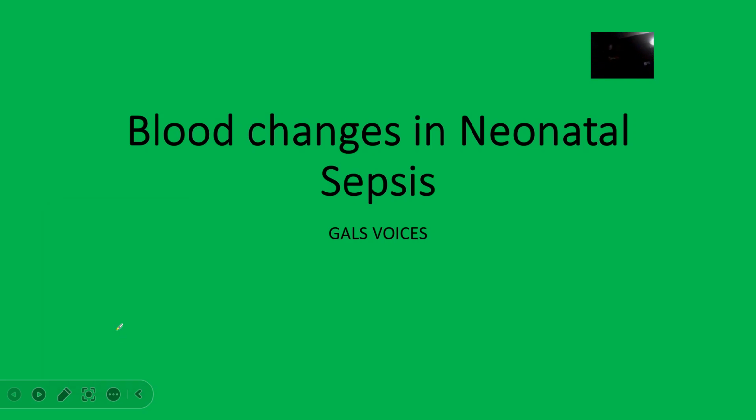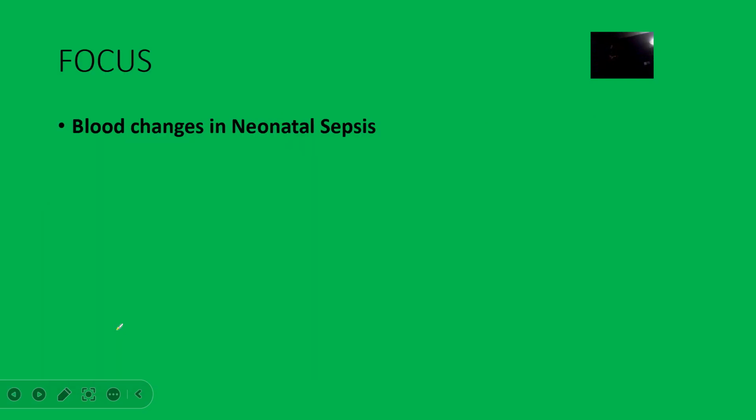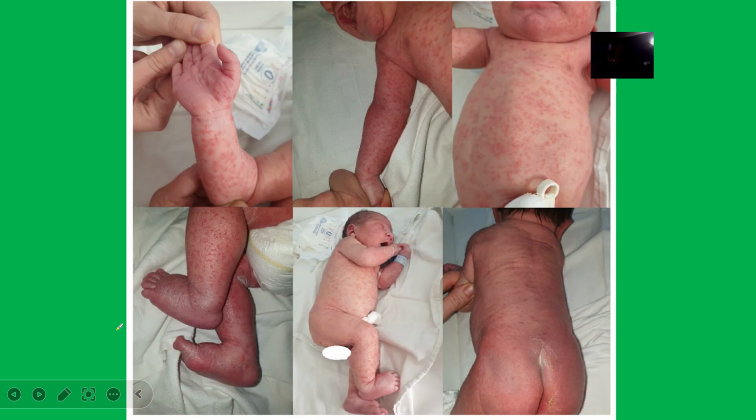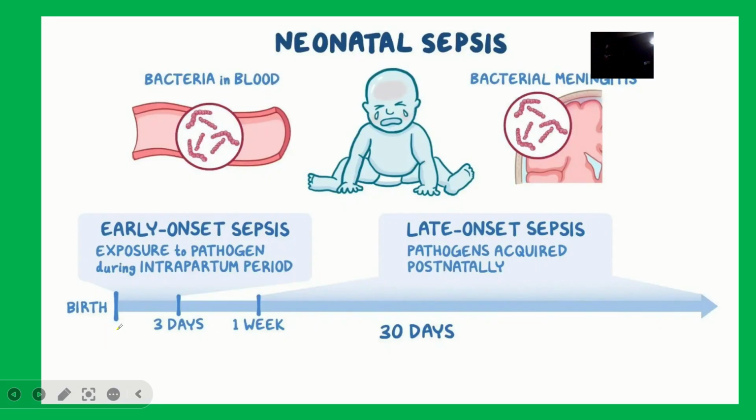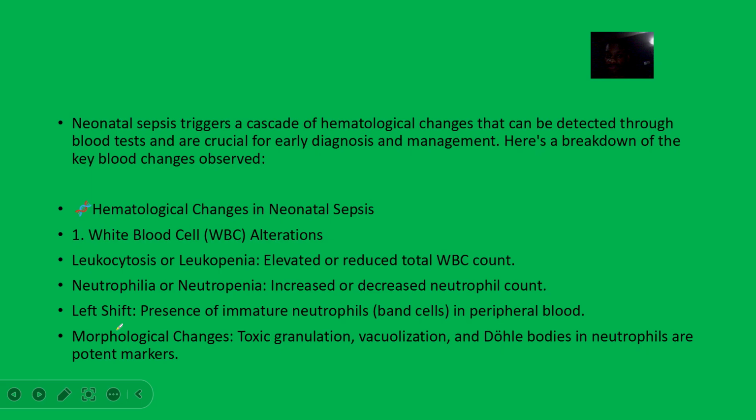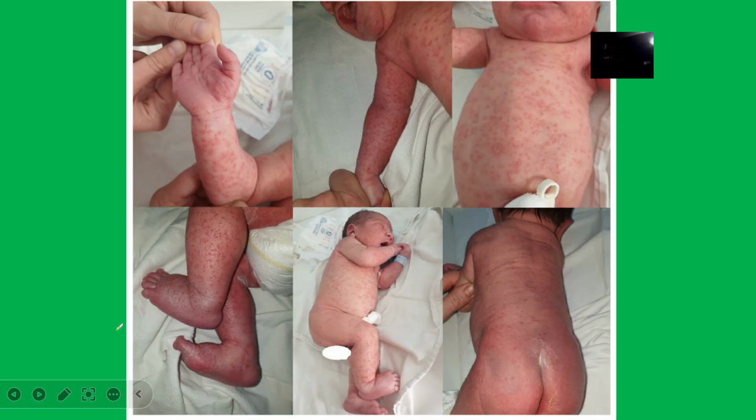Now we're moving to the next concentration. We're going to be looking at blood changes in neonatal sepsis. Alright, so you can see these characteristics, rashes, or you could say petechiae, is because of what? A widespread bloodstream infection, that's sepsis, right? So we are quickly trying to look at this.